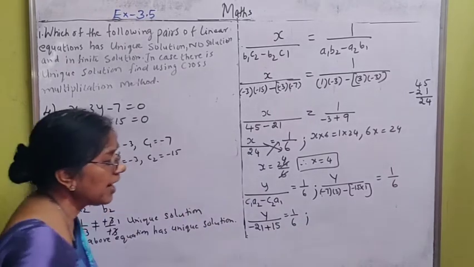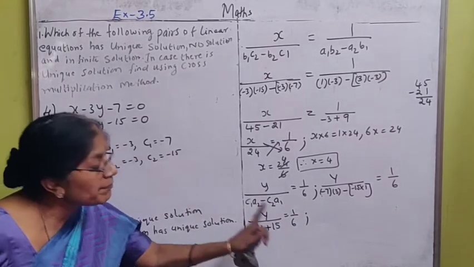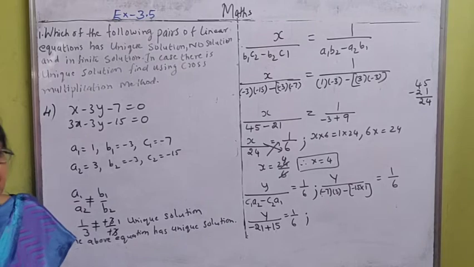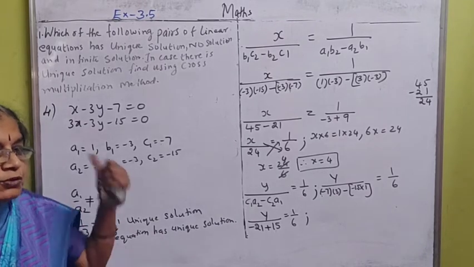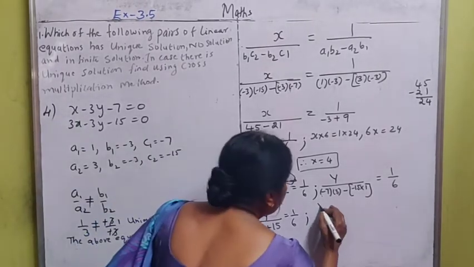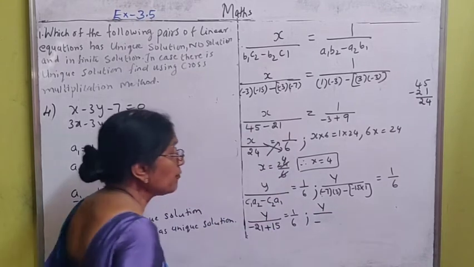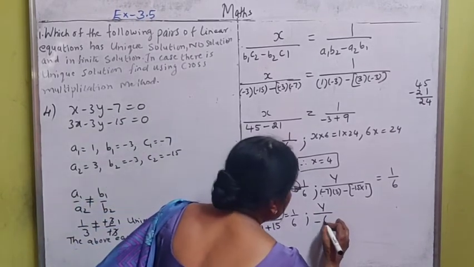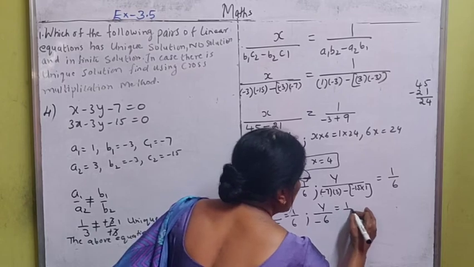So next, what shall you get? Now minus 21 and plus 15 is given. 21 is the greater number, so the sign is minus. So you will get the answer as minus, and y will remain as it is. From 21, 15 goes, which means you will get minus 6 is equal to 1 by 6.